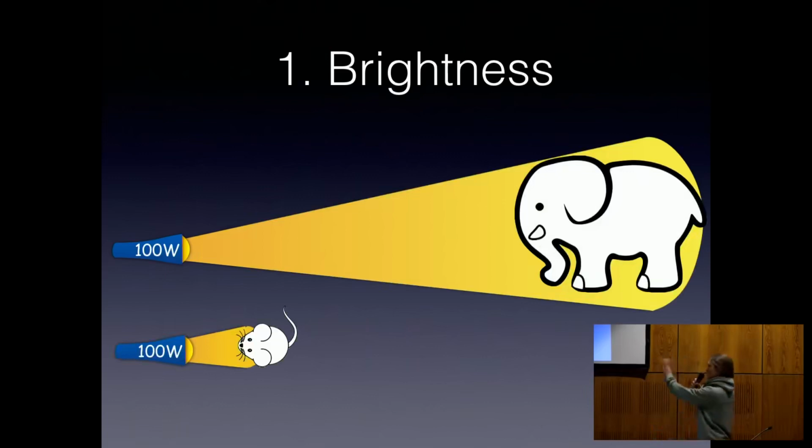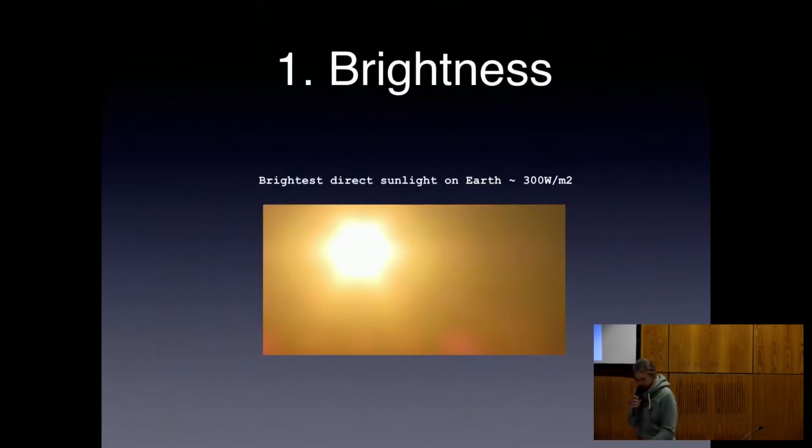So you start with 100 watts on both sides, but the mouse is way closer. If you look at the energy per second per square centimeter, there's more on the mouse than on the elephant, because the elephant is further away. So that's quite clear. The brightness on the mouse is higher, because the amount of energy per square centimeter is higher on the mouse than on the elephant. Basically, to make it clearer, brightness is density of energy in time and in space.